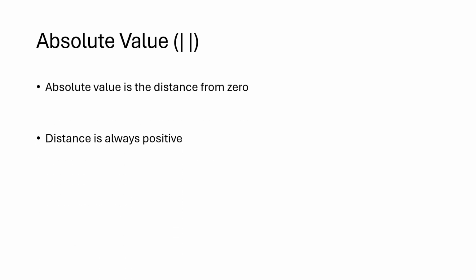Absolute value tells us how far a number is from 0 on the number line. Because distance can't be negative, absolute value is always positive, no exception. For example, the absolute value of negative 5 is 5. And the absolute value of positive 3 is 3 because it's 3 units away from 0.